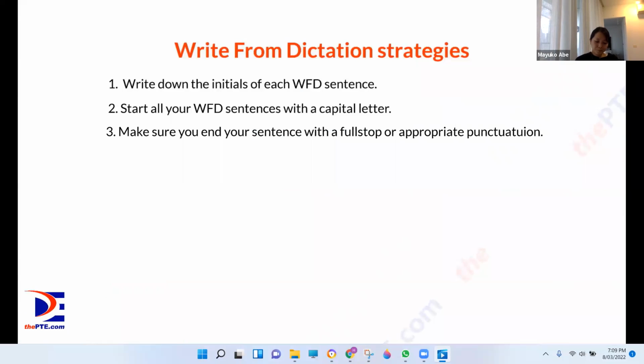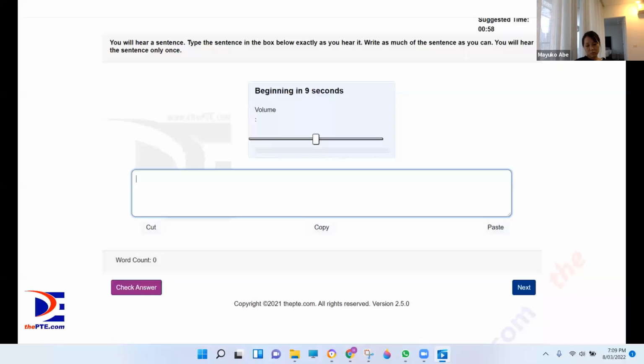Number 3. Make sure you end your sentence with a full stop or appropriate punctuation. Even if you get 5 words out of 10, you need to start your sentence with a capital letter and end it with a full stop or appropriate punctuation.